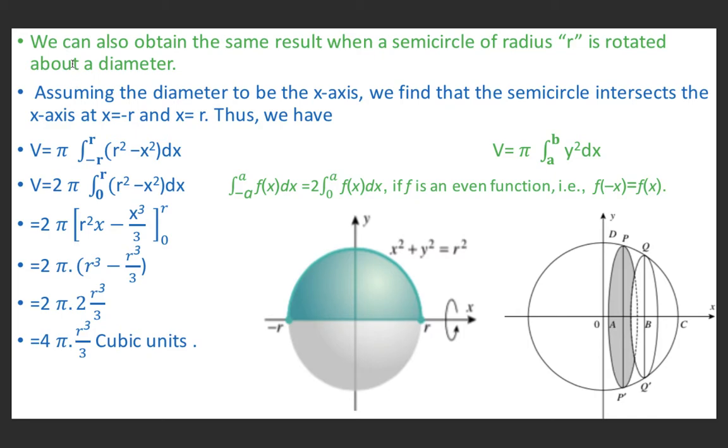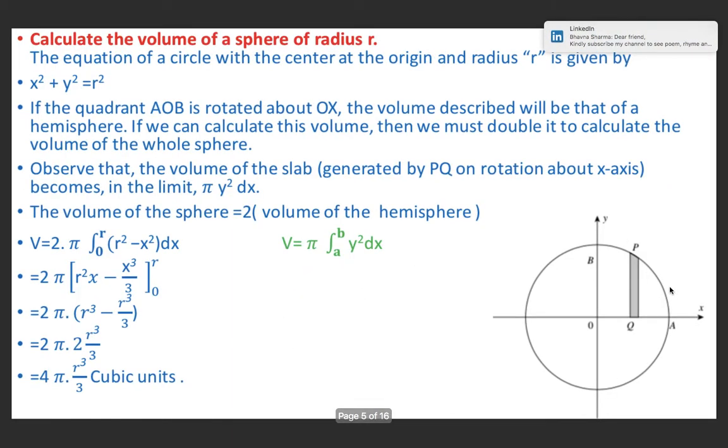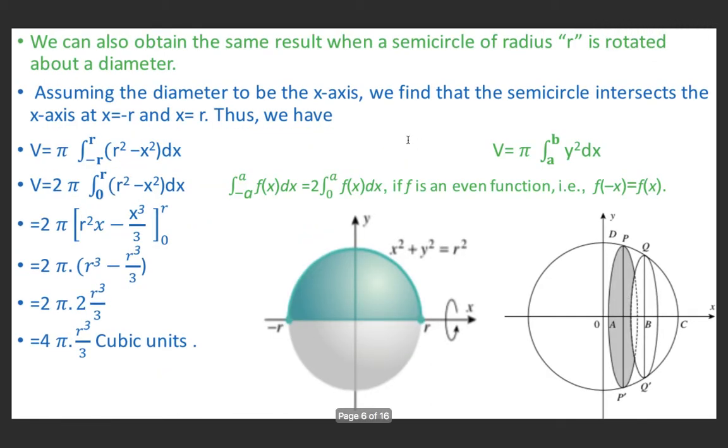Suppose we now rotate this semicircle about the diameter, because we can also obtain the same result when a semicircle of radius r is rotated about the diameter. In the earlier case, we had rotated only the quadrant. So, assuming the diameter to be the x-axis, we find the semicircle intersects the x-axis at x equal to minus r and x equal to r.